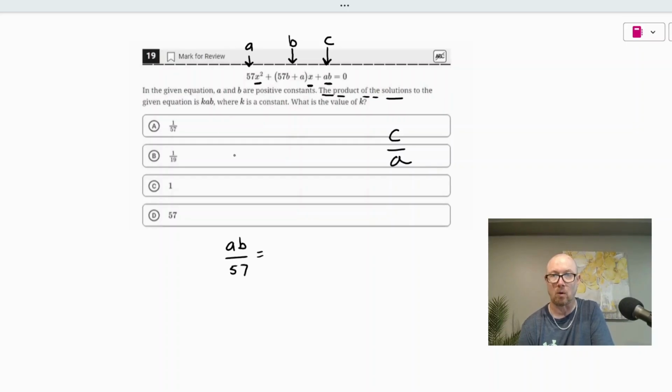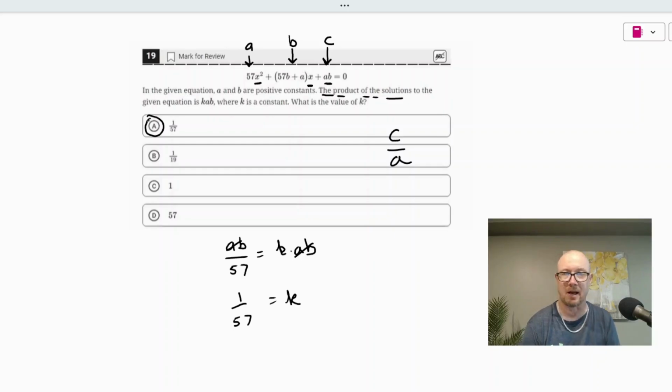That has to equal K times A times B. We have an A times B on both sides, so that would cancel out to 1. So my K value would be 1 over 57. So look how fast that was. There are probably other ways to do it, but that is the simplest way if you know that formula.